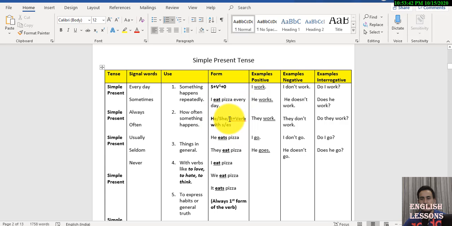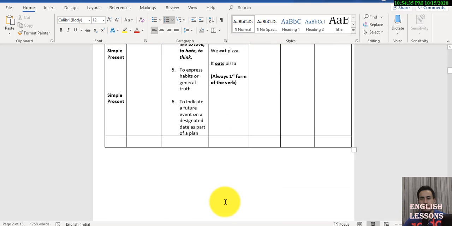Again, the form: he, she, it. If it is he, she, it, it's singular, remember. He, she, it plus verb with s or es. So singular verb: he eats pizza. Remember, this is a singular subject, so the verb also has to be singular. He eats. They eat. This is plural, so the verb also has to be plural. They eat pizza. I eat pizza. We eat. It eats. Remember, in simple present tense, it should always be the first form of the verb or the root form. Do, eat, kill, all this comes under the first form of the verb.